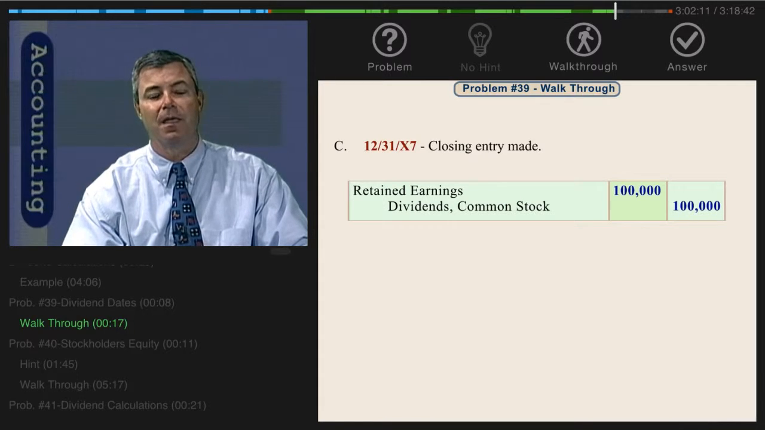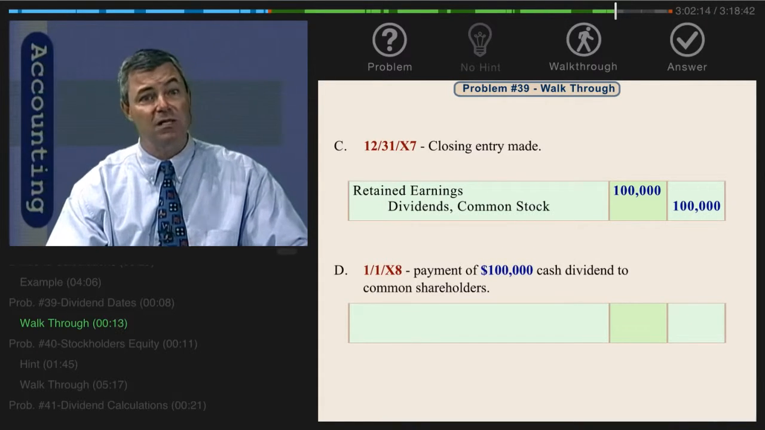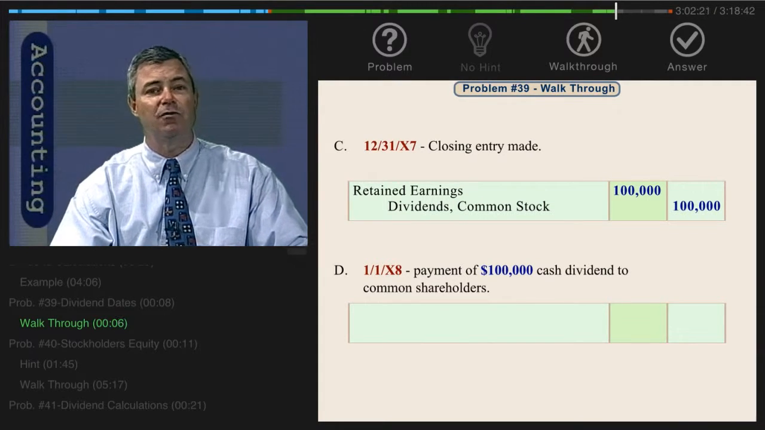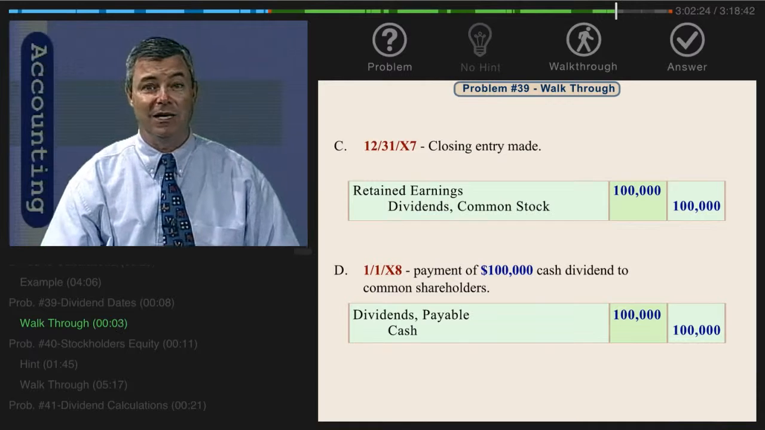The final entry is as of the date of payment, which in this case is January 1st, the next year. The business actually cuts checks to the shareholders as of the date of record and credits cash for $100,000, debiting dividends payable.